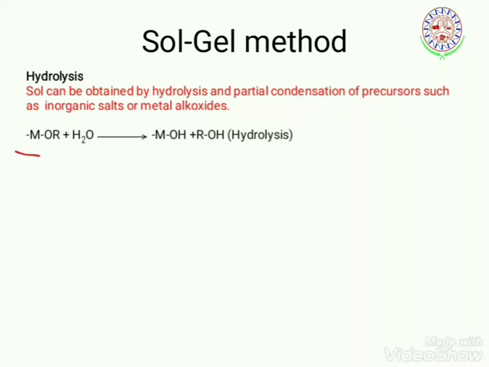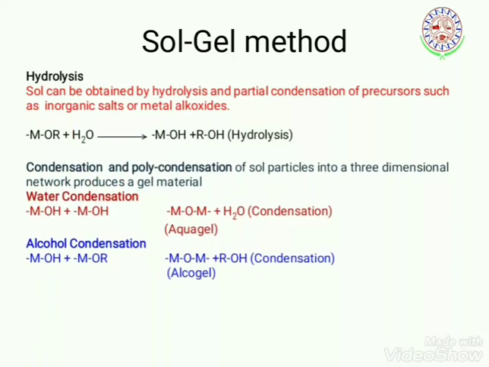This is metal alkoxide, M-OR. It undergoes a hydrolysis reaction with water, forming metal hydroxide and alcohol. This is hydrolysis of metal alkoxide. Then condensation and polycondensation lead to sol particles, then into a three-dimensional network producing gel material. If two molecules of metal hydroxide join together, they form aqua gel. Why do we call it aqua gel? It's water condensation. Water comes out here.